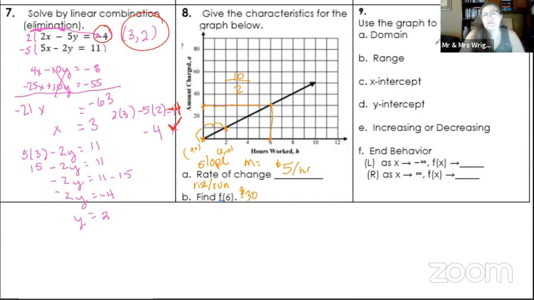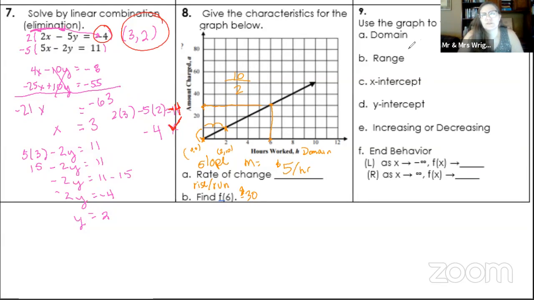Using the graph to the left, find the domain, find the range, the x-intercept, and the y-intercept. So the domain is going to be all this down here, everything on the bottom, all of the possible inputs that you have. In this case, all possible hours worked. Well, the total hours worked could go on to infinity. It doesn't tell us that there's a limit of per year, per week, per month, per day. So it could be any amount of hours worked. So it can go to infinity.